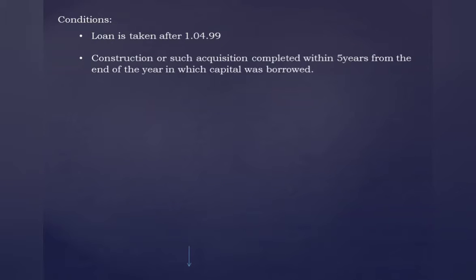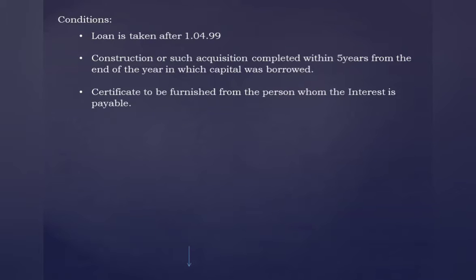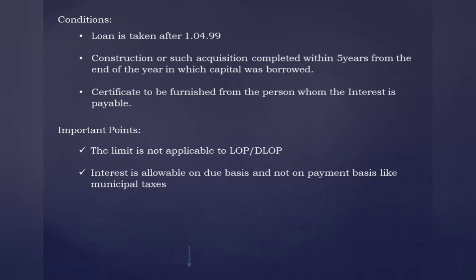Now let us discuss the conditions. The loan should be taken after 1999. Second, construction or such acquisition is completed within 5 years from the end of the year in which the capital was borrowed. Third, a certificate to be furnished from the person to whom the interest is payable. Next, important points for deduction: the limit is not applicable to LOP and DLOP. Second, interest is allowable on due basis and not on payment basis like municipal taxes, means the deduction will be allowed as it is due.